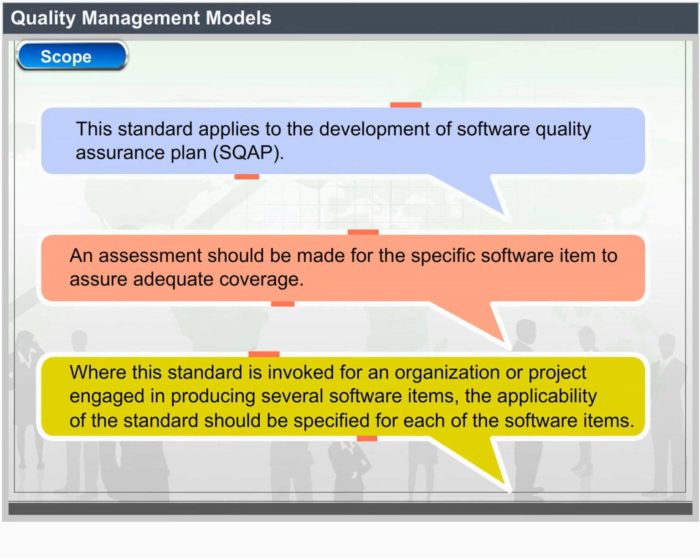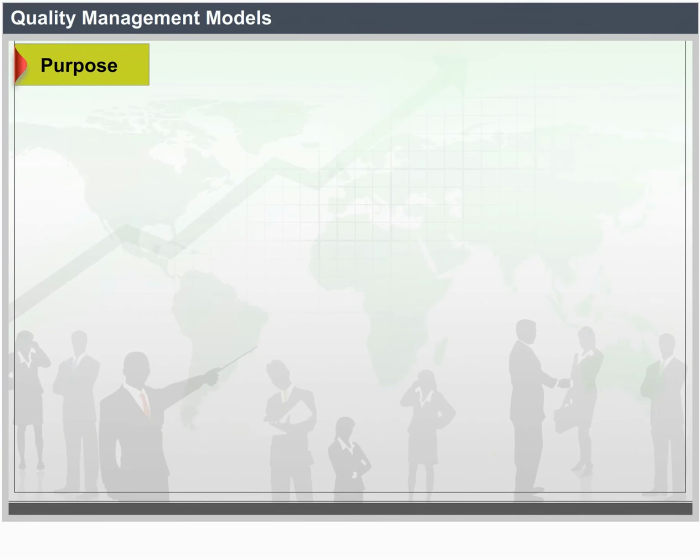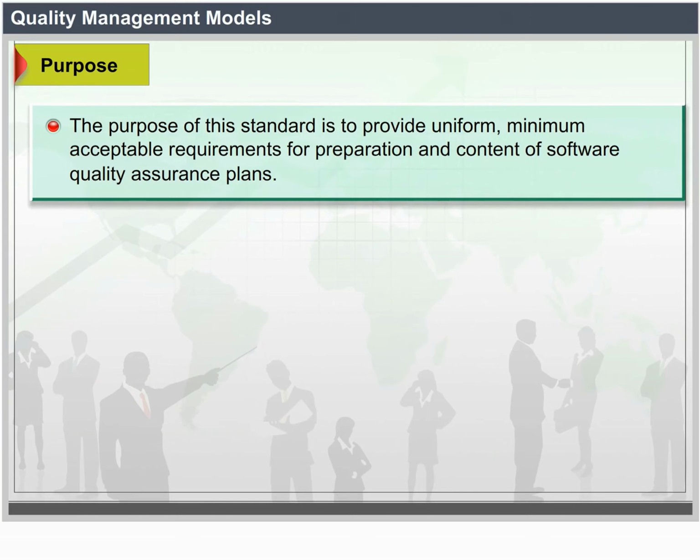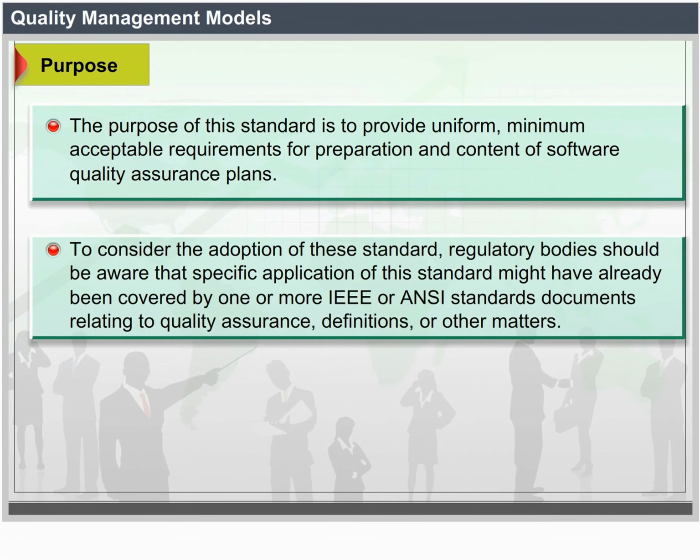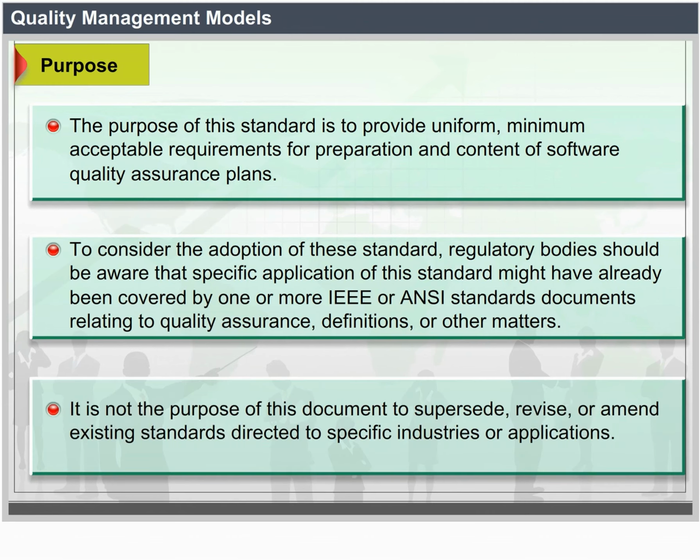Purpose. The purpose of this standard is to provide uniform minimum acceptable requirements for preparation and content of software quality assurance plans. In considering adoption of this standard, regulatory bodies should be aware that specific application of this standard may already be covered by one or more IEEE or ANSI standard documents relating to quality assurance, definitions, or other matters. It is not the purpose of this document to supersede, revise, or amend existing standards directed to specific industries or applications.